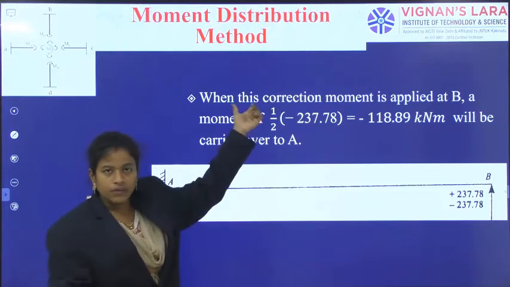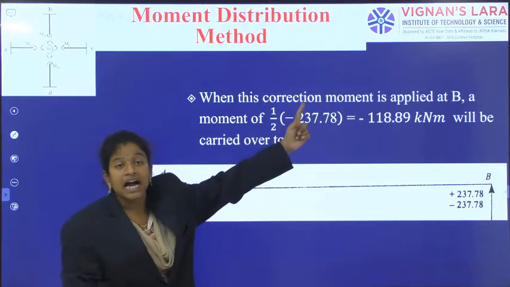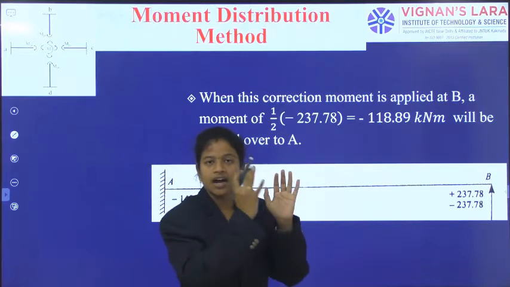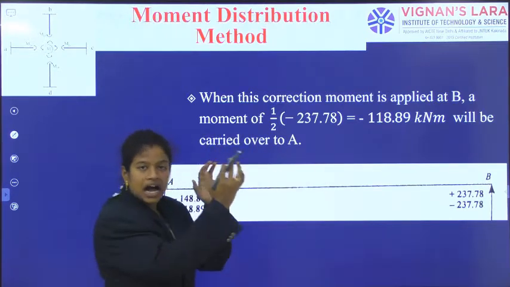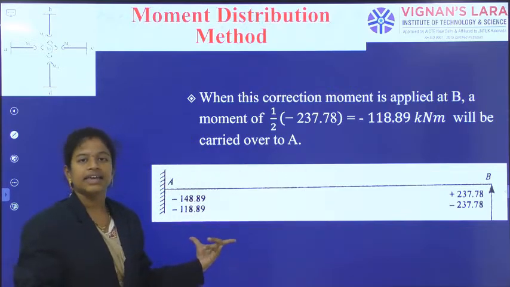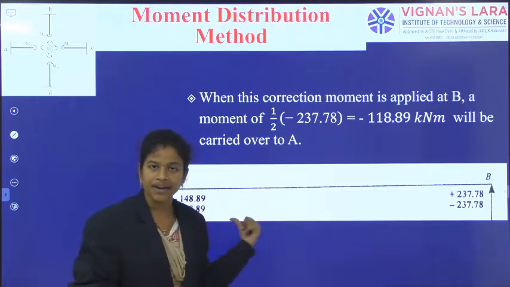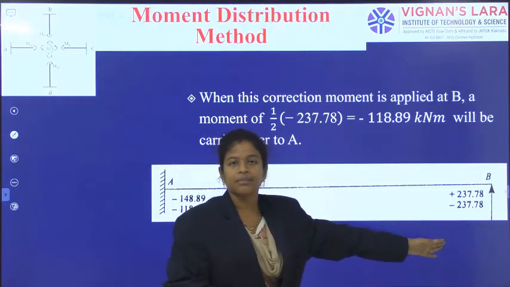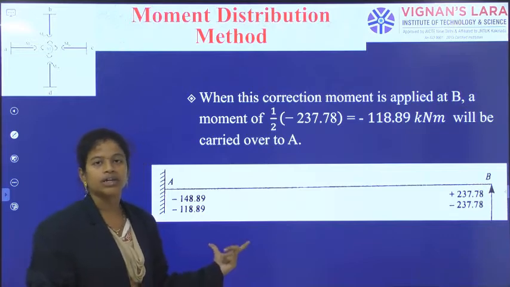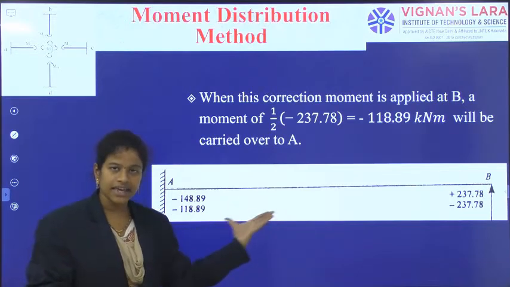Now, when this correction moment is applied at B, half of the quantity, with the sign, how much quantity I am giving, half of that quantity I should have to write as it is at A. Because this is the span. I am giving something at B. So, half of this value should be carried over at A with the same sign.